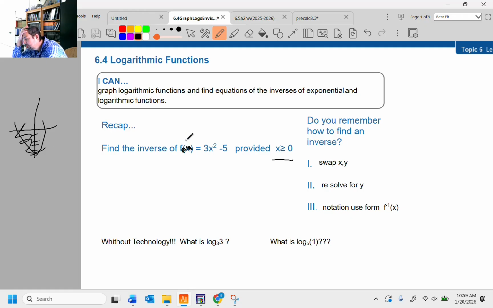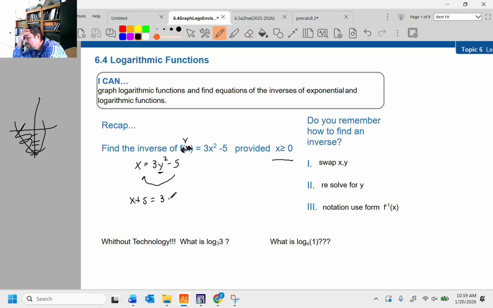Do remember, don't be the kid who doesn't get that that is y, and that y becomes an x. And so we do our swapping. We have x equals 3y squared minus 5. Now we go through the process of resolving. Remember, you're trying to get at this little guy right here, so we're going to add 5 to both sides.